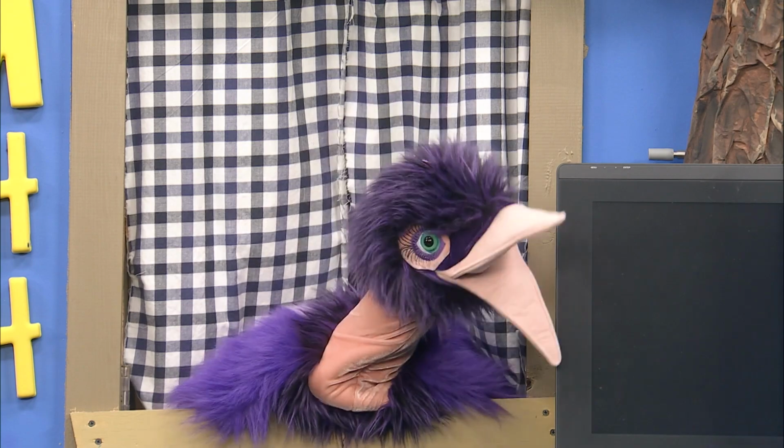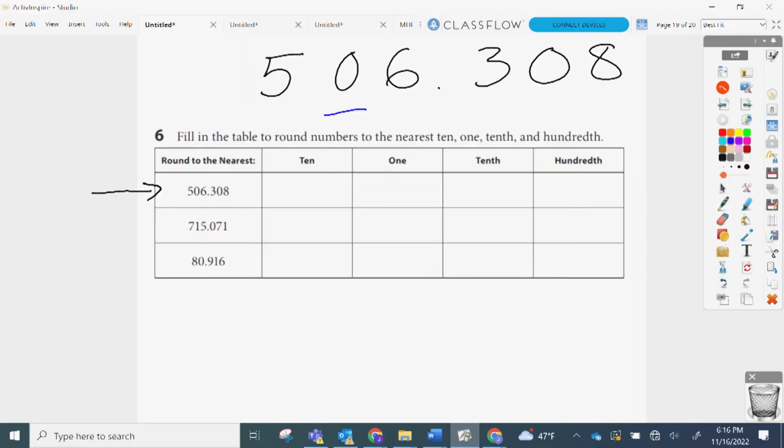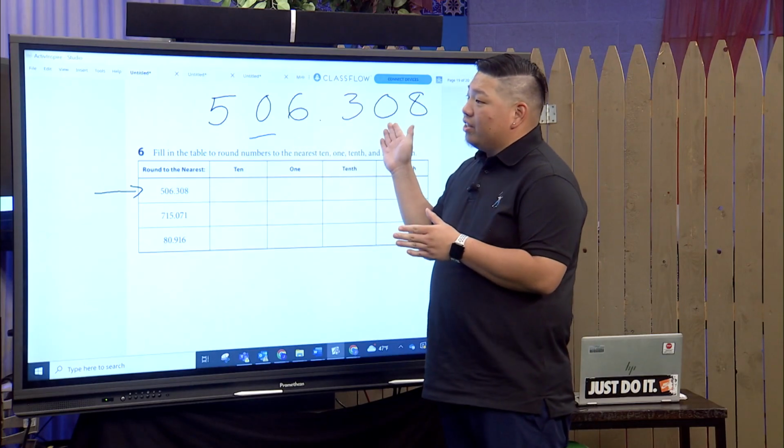How do you know that? Well, because the other number is 6. And I think you have to round up. Is that right, Mr. Teng? Yeah, and you know why? Because we're closer to 510, right?